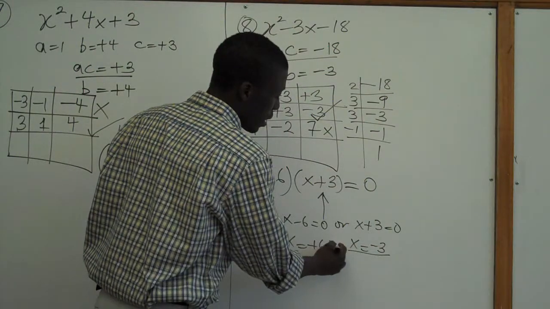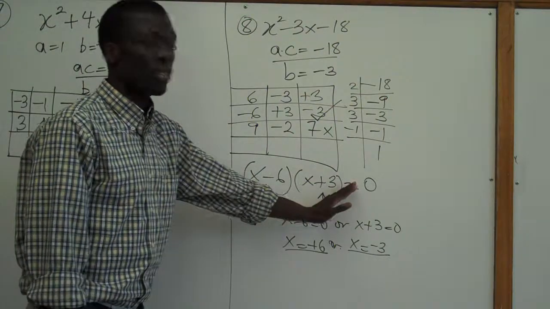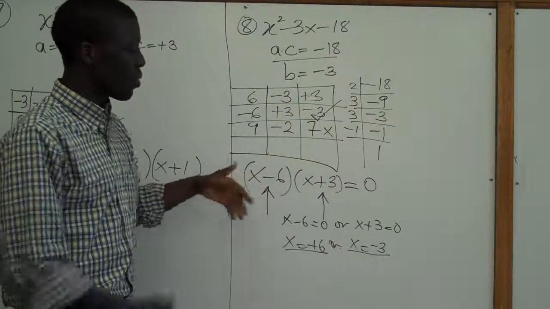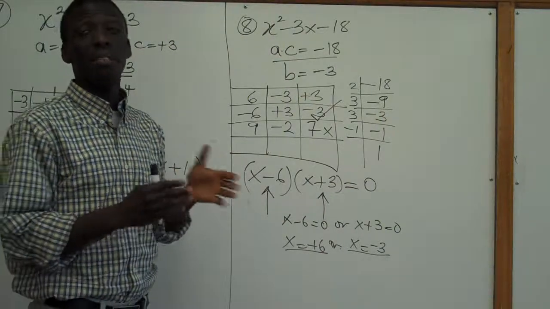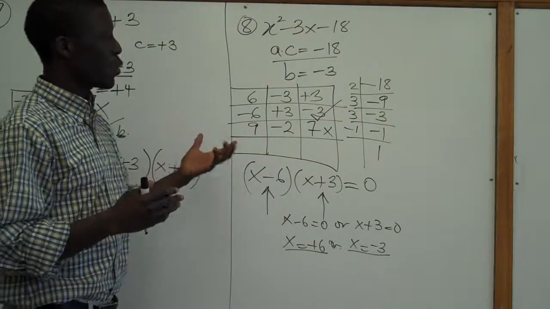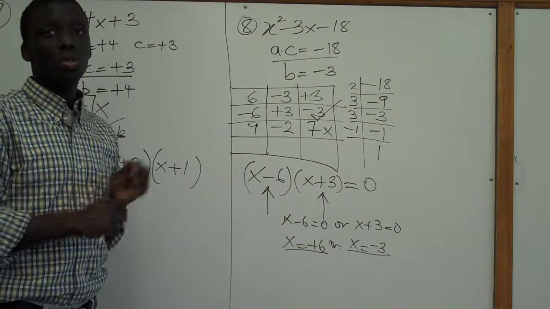That means if x were 6, it will make this whole thing 0, or if x is minus 3, it will make everything 0. That's how you solve problems like this if they ask you to solve for x, if it becomes an equation. But with expressions, remember your AC method. It's very important. It's a very good skill and tool to use in math.